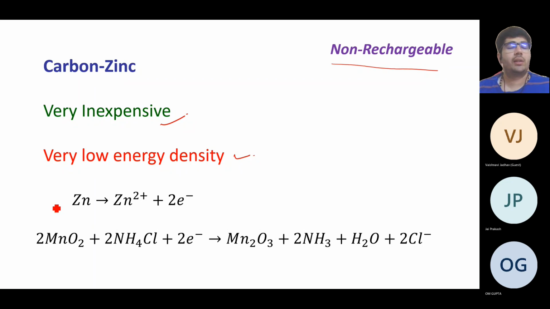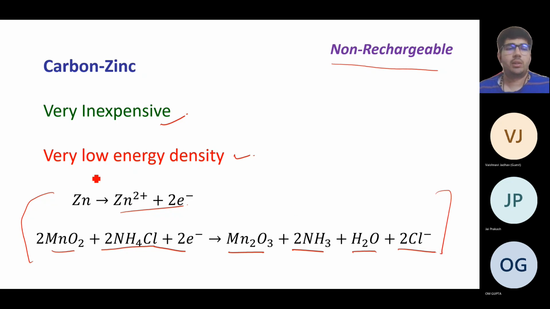The reaction is zinc, Zn, goes to Zn2+ plus 2 electrons, and 2 MnO2 plus 2 NH4Cl plus 2 electrons gives Mn2O3, 2 NH3, plus H2O, plus 2 Cl minus. These are the reactions. Here the oxidation of zinc is happening, and here you can see the reduction.